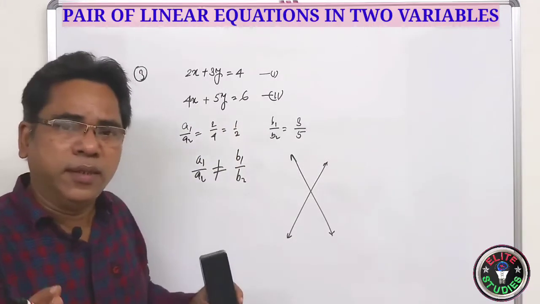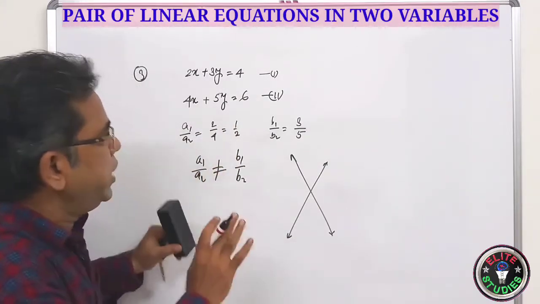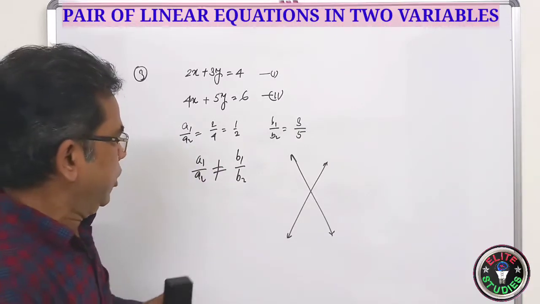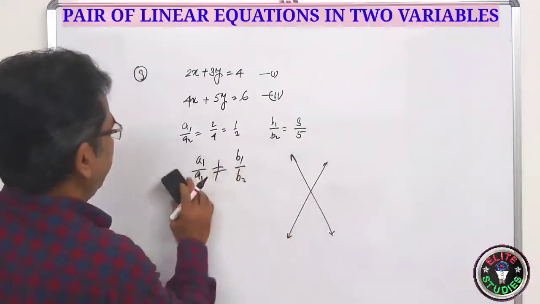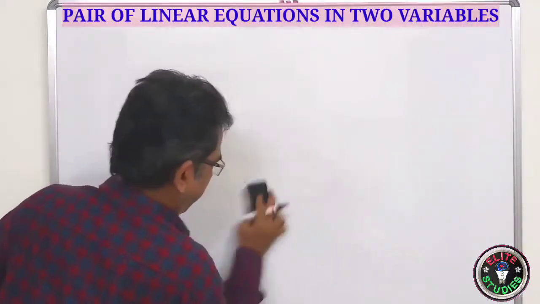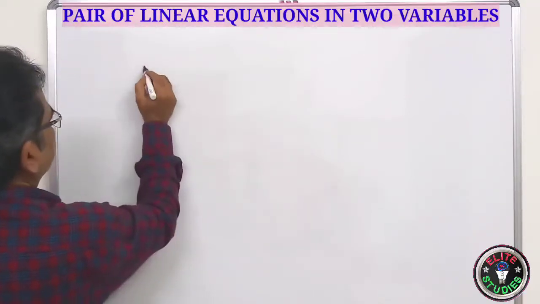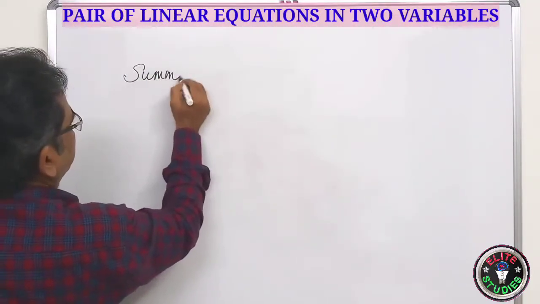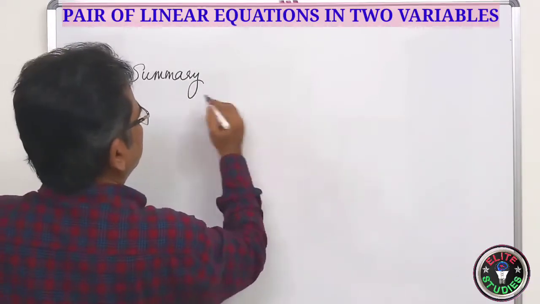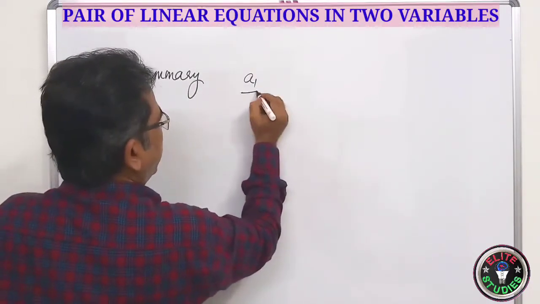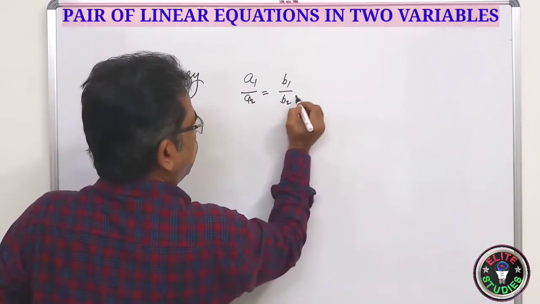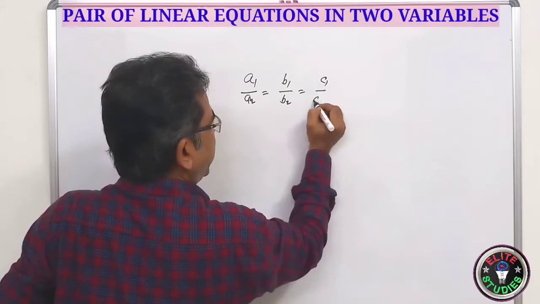So dear students, these are the only 3 conditions. So in summary, what we got? First we got a1 by a2 is equal to b1 by b2 is equal to c1 by c2.